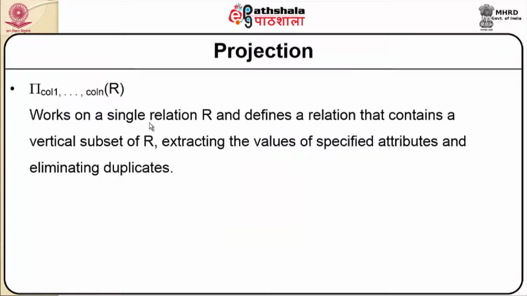The second operation is called projection, which we will represent with the symbol pi for a relation R, followed by a list of column values: column 1, column 2, column 3 up to column n. This projection works on a single relation R and defines a relation that contains a vertical subset of R, extracting the values of specified attributes and eliminating duplicates.